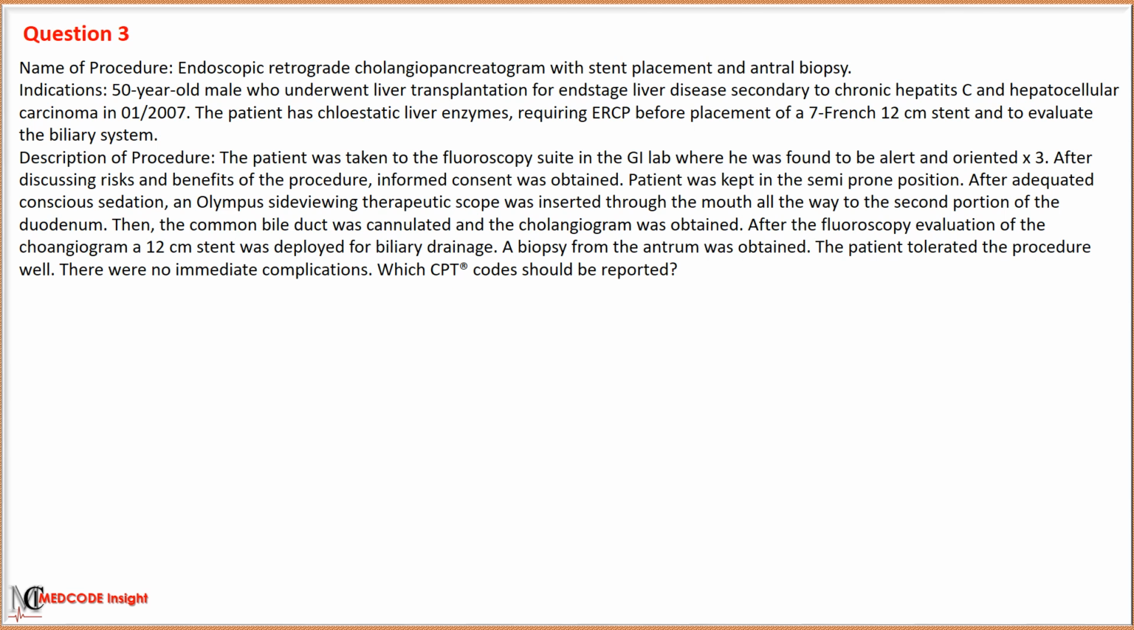Description of procedure: the patient was taken to the fluoroscopy suite in the gastrointestinal lab, where he was found to be alert and oriented times 3. After discussing risks and benefits of the procedure, informed consent was obtained. Patient was kept in semi-prone position. After adequate conscious sedation, an Olympus side wing therapeutic scope was inserted through the mouth all the way to the second portion of the duodenum.